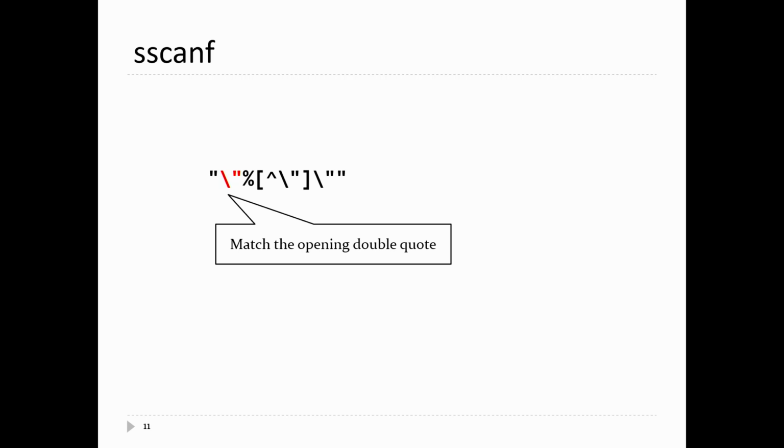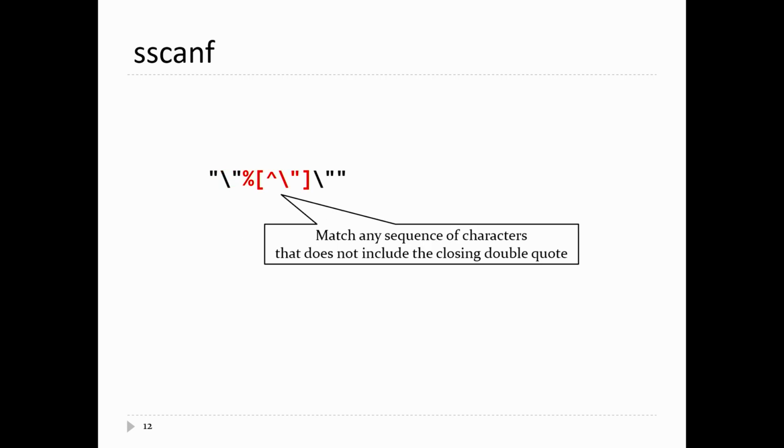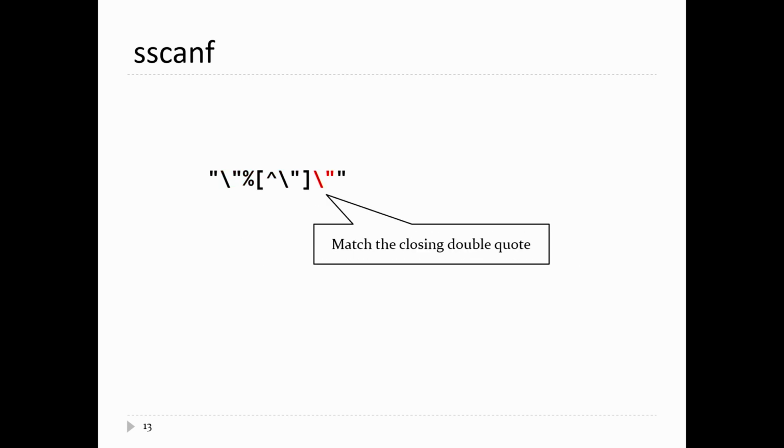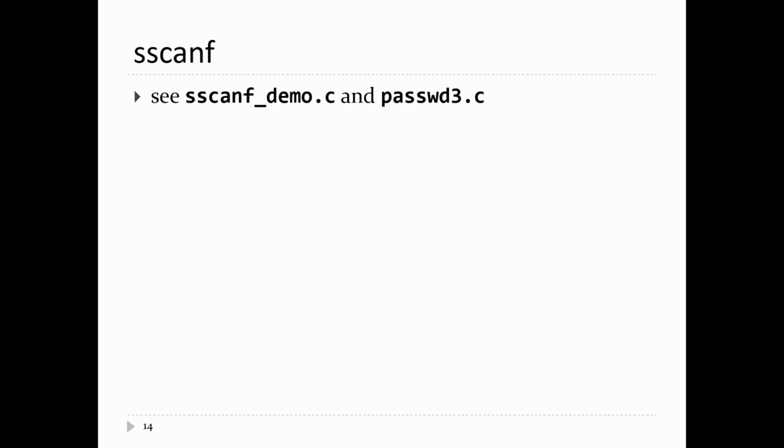So this explains what this formatting string is doing. Match the opening double quote, match any sequence of characters that does not include the closing double quote, and then match the closing double quote. And I will post these on OnQ sometime if you want to see these, so that you can see an example of using scanf to read the file.